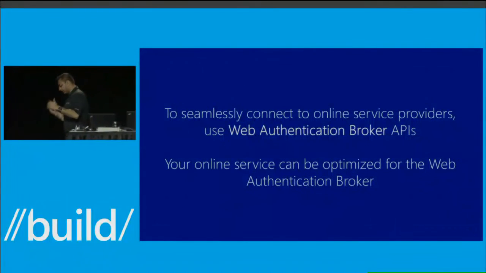So again, to summarize, connecting to web services like Facebook and Twitter is super simple, really important. Let's do it. In order to do that, check out the Web Authentication Broker APIs. They make it super simple for you to do it and provide all the goodness. If you own an online service, please make it possible for folks to register redirect URLs of the format msapp://sid, and also optimize your pages such that they look great when your users are connecting to your services.